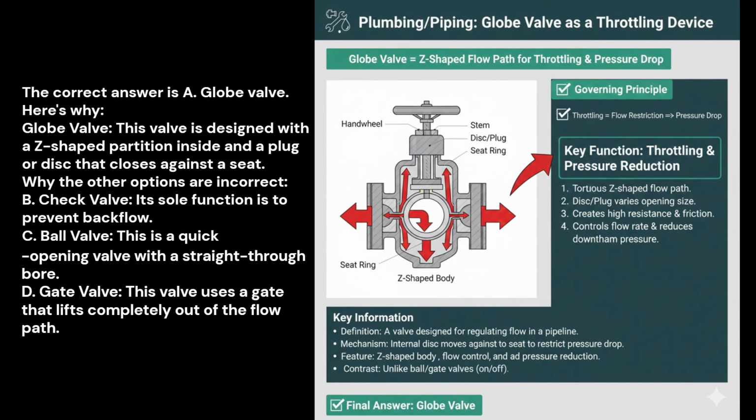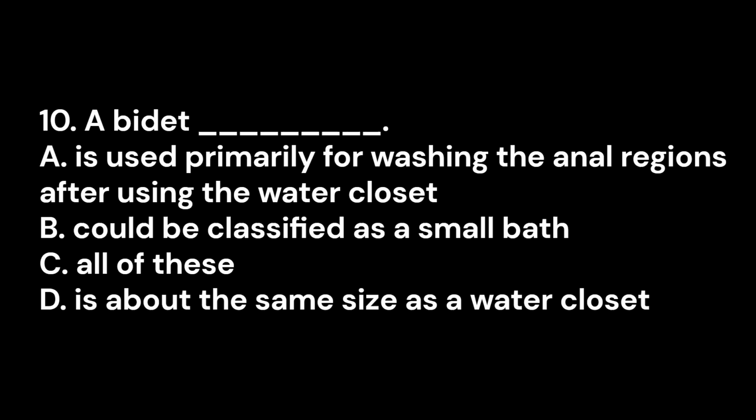D. Gate valve. This valve uses a gate that lifts completely out of the flow path. It is designed for full open or full close service, not for throttling. Using it to restrict flow can cause vibration and damage to the gate.